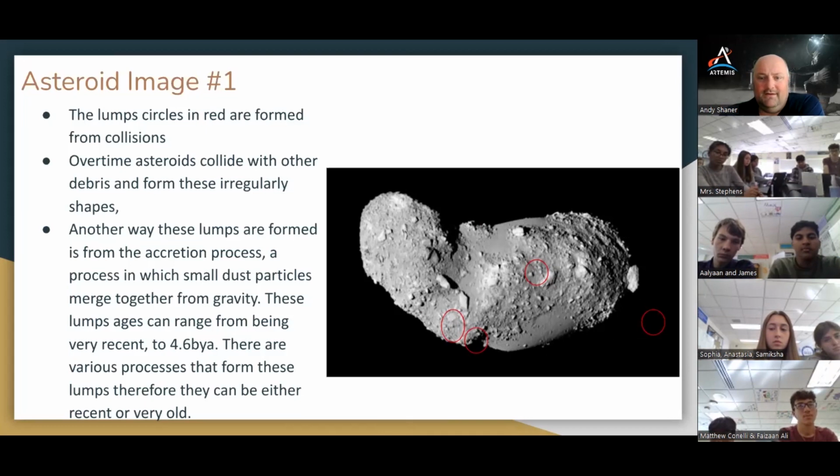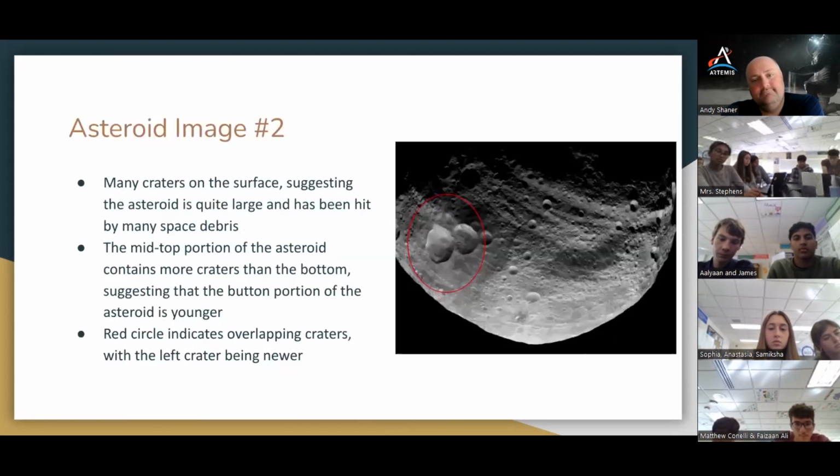Okay, great. Next picture. So this is asteroid Vesta. It's the second largest asteroid in the asteroid belt. It's relatively circular compared to most others. It and Ceres, which is the largest asteroid, are the only two that really are round. The rest are just kind of like the previous one.